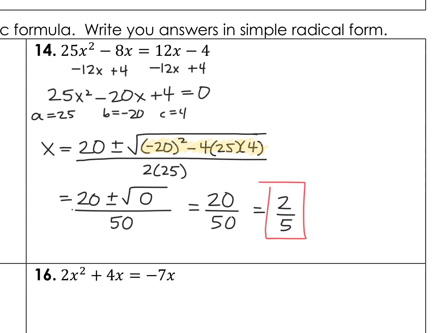Why don't I have two answers? Because usually you have two answers in a quadratic equation. Why only one?